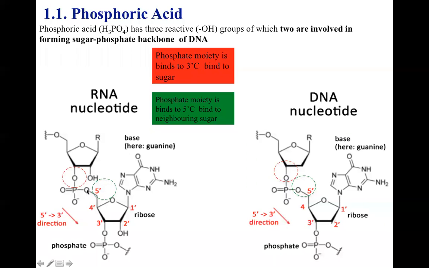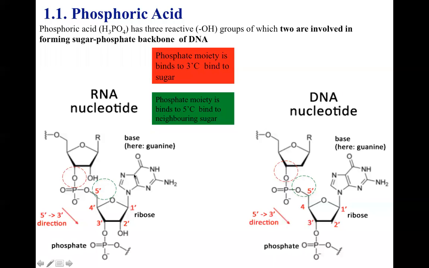This OH group of the phosphoric acid binds to the 5' carbon atom of the sugar. This is the sugar, and this is the 5' carbon atom of the sugar. One OH group binds to the 5' carbon atom of the sugar, and another binds to the 3' carbon atom of the sugar. So out of 3 reactive OH groups, 2 are involved in sugar and phosphate backbone formation of the DNA. Similarly, in case of DNA, the same thing: 2 OH groups are involved in 5', 3' sugar-phosphate backbone formation.